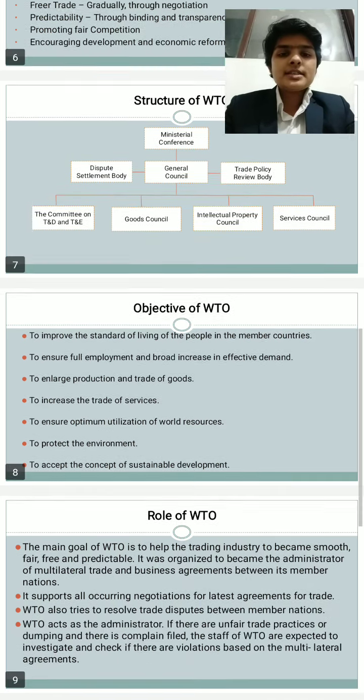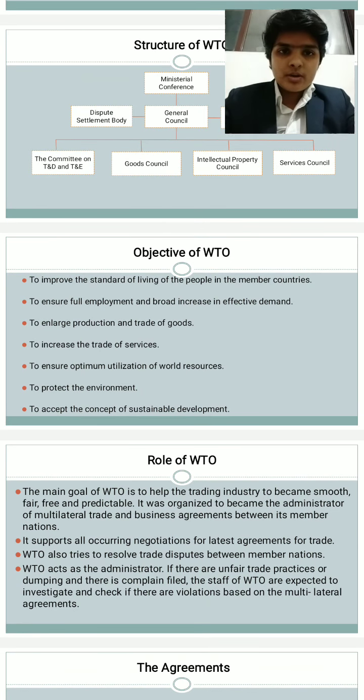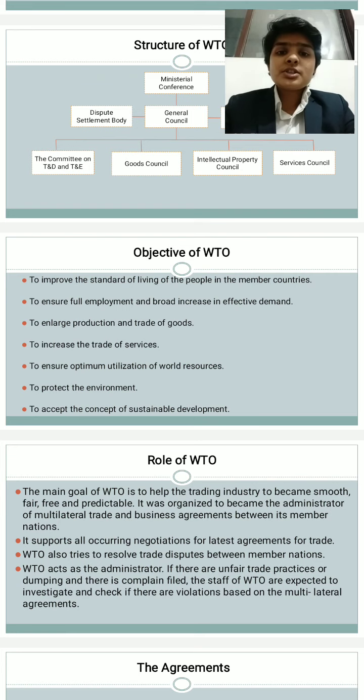Next we can see the objectives of the World Trade Organization. The objective is to improve the standard of living of the people in the member countries. It is also used to ensure full employment and a broad increase in effective demand, to enlarge production and trade of goods, to increase the trade of services, to ensure optimum utilization of world resources, to protect the environment, and to accept the concept of sustainable development. These were the objectives of the World Trade Organization.